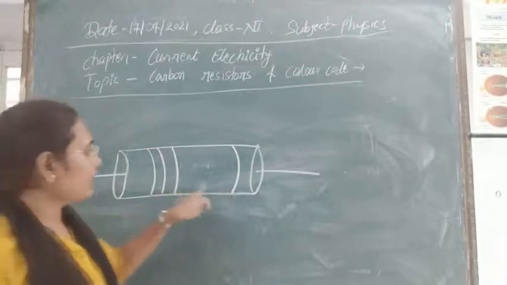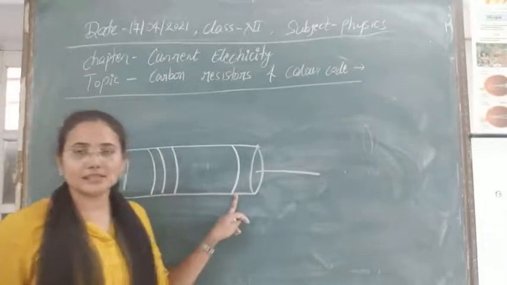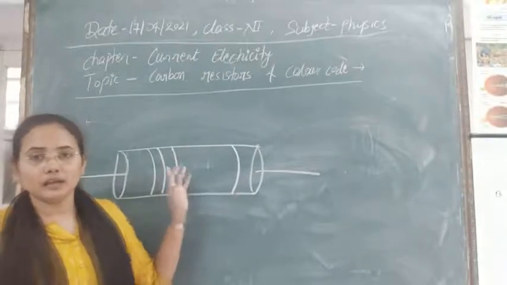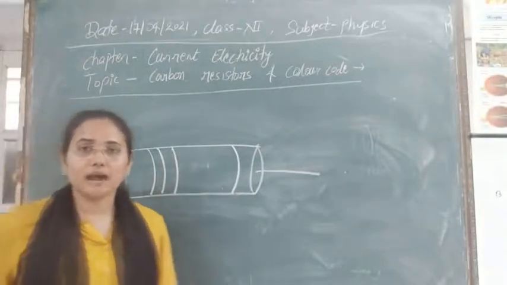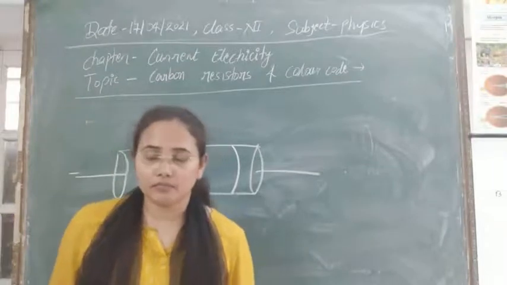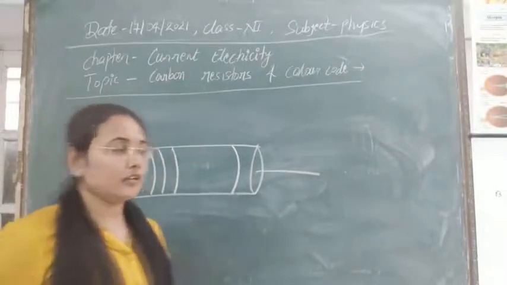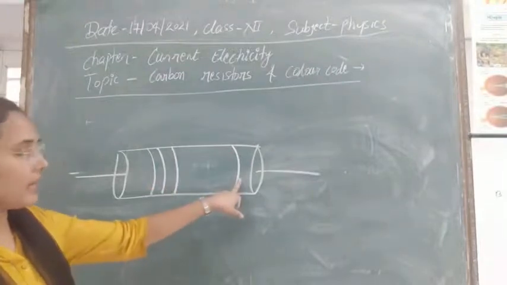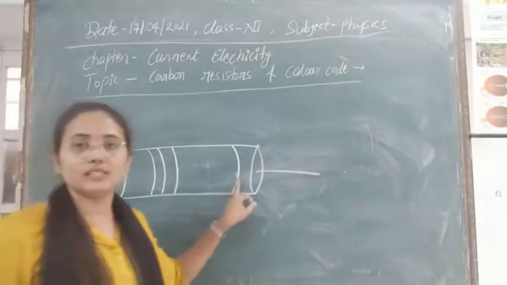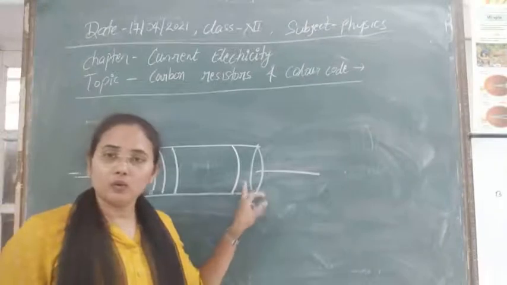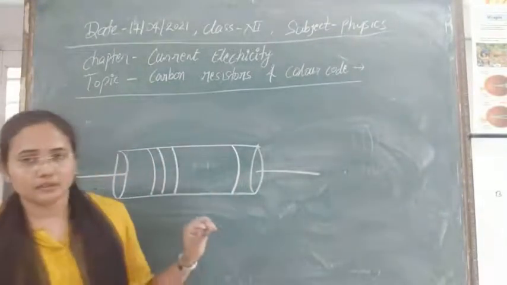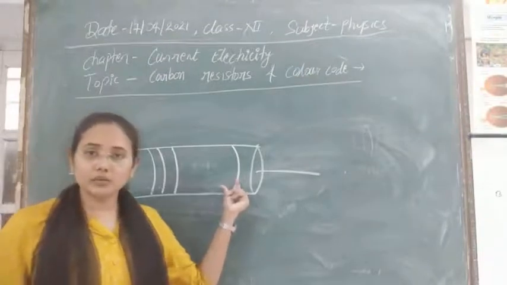If this band is given at a large distance, it means it is representing the tolerance limit of the whole set of bands. So if you have to calculate the value of resistance, then you will use only these 3 bands that are near to each other. You will not calculate the value of the resistor by using this one. You will calculate only the tolerance by using this one.